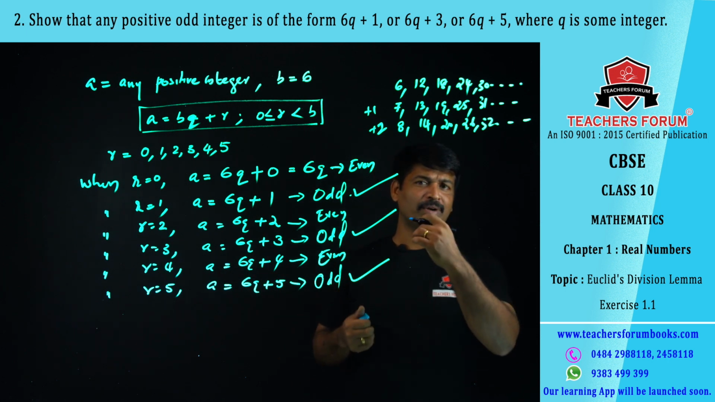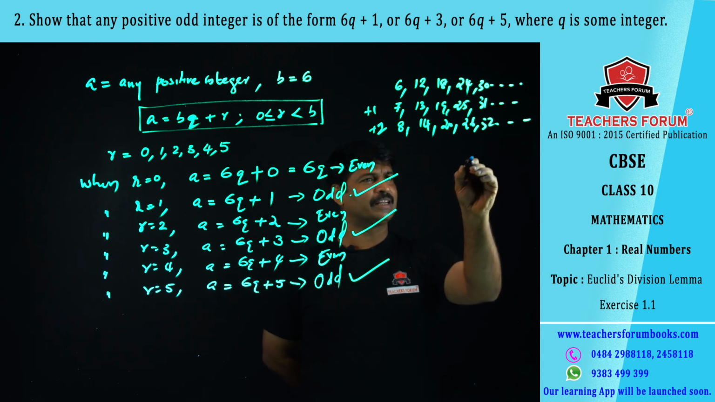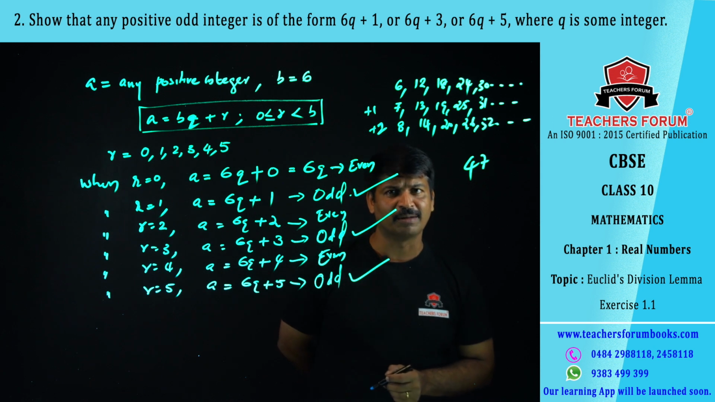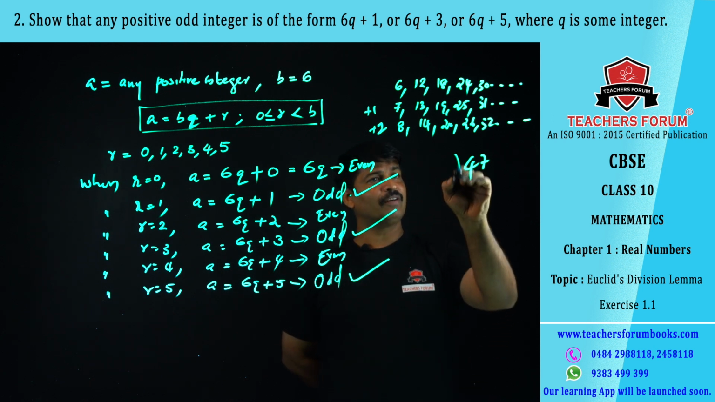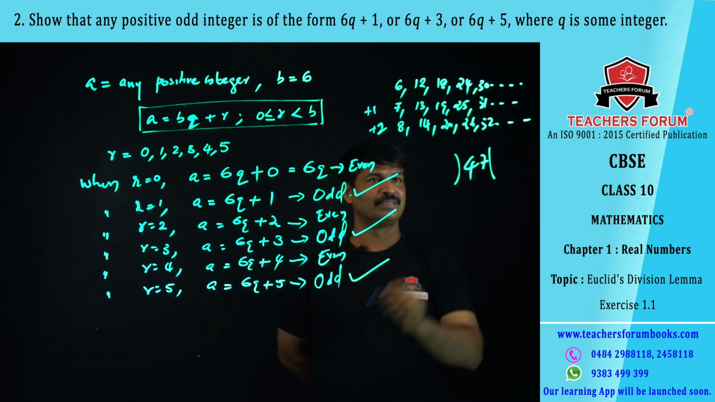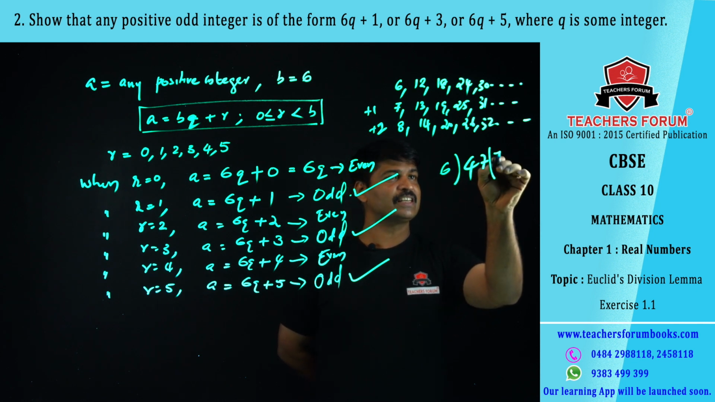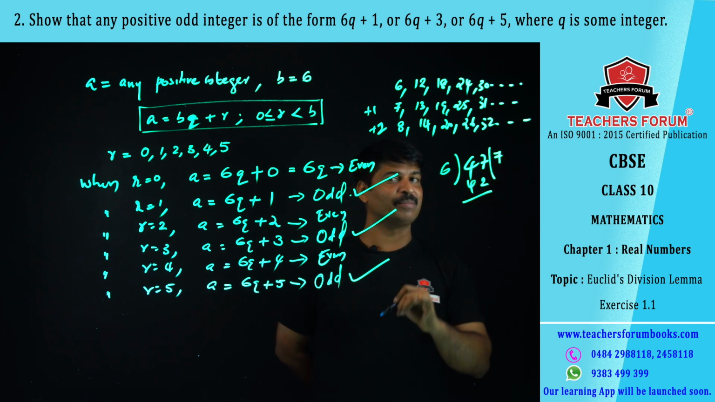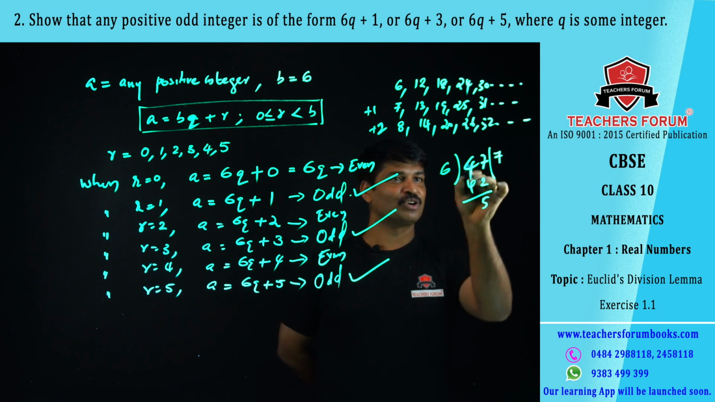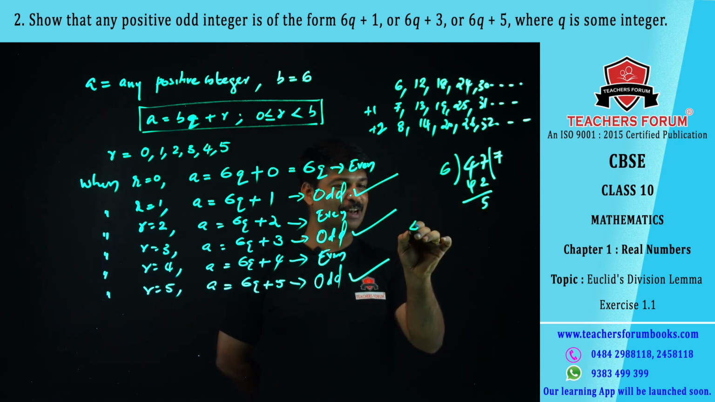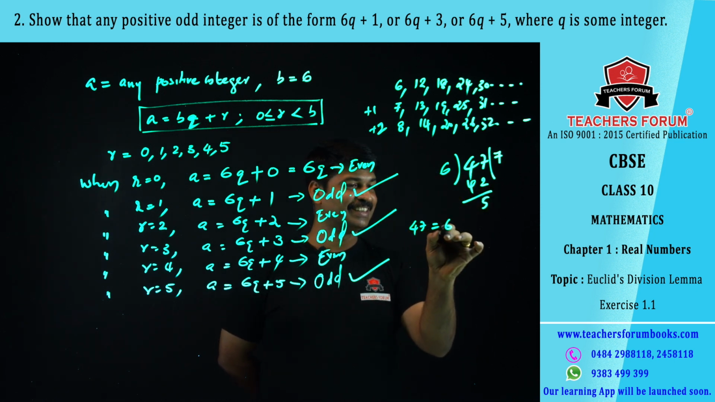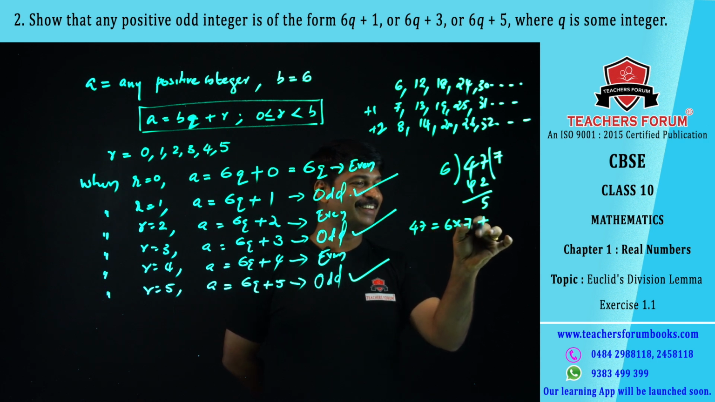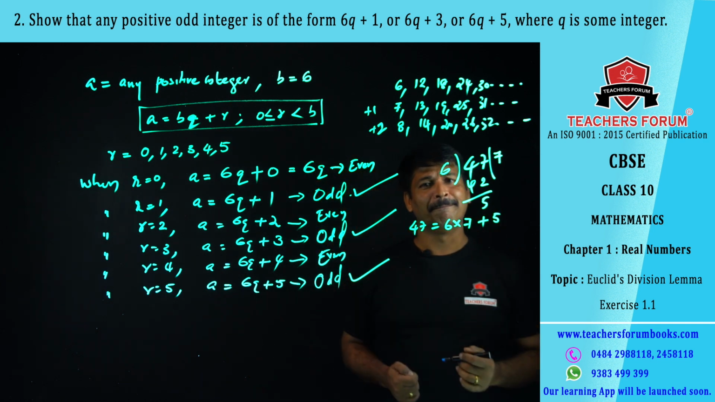Can you tell me one odd number? Let us take one odd number, that is 47. 47 is an odd number. Now, let us divide 47 by 6. 7 sixes are 42. What is remaining? The remainder is 5. So, how can you write 47? 47 is equal to 6 into 7 plus 5. It is of which form?